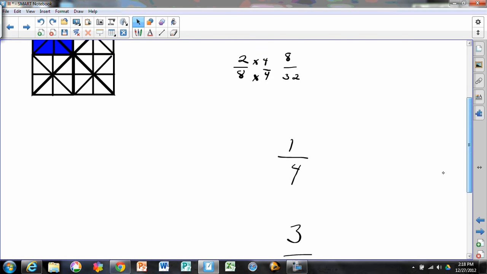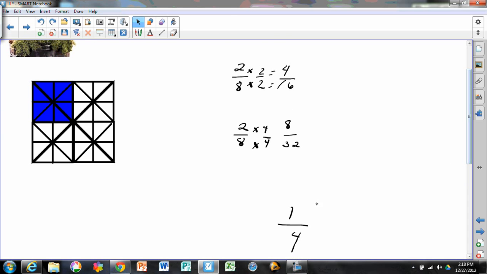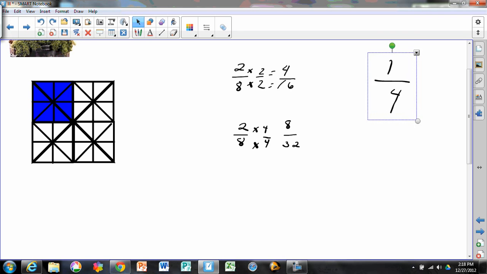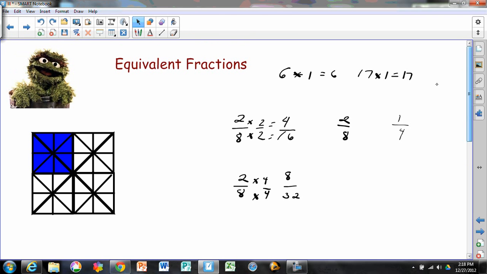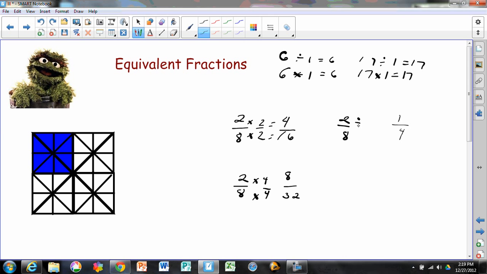So if we look at 1/4, for example, if I started with 2/8, and I said that if you multiply anything times 1, it doesn't change the value. We have to understand if you divide it by 1, it doesn't change the value either. Just as 6 divided by 1 equals 6, and 17 divided by 1 equals 17. So if there's a number that represents 1 that we can divide both 2 and 8 by, we should end up with the fraction 1/4. And you can see if I divided both the 2 and the 8 by 2/2, we would have 2 divided by 2 is 1, 8 divided by 2 is 4, 1/4.